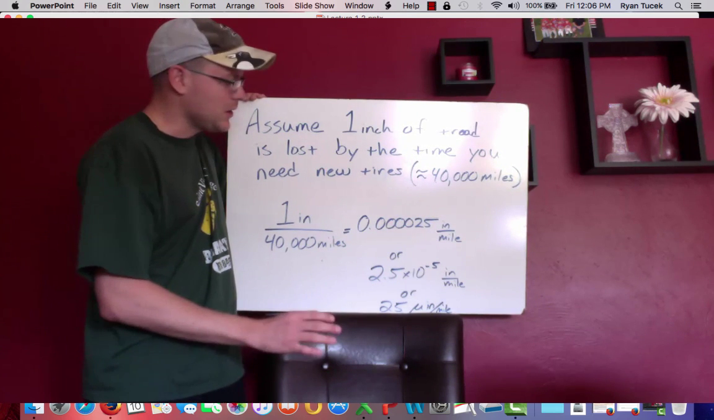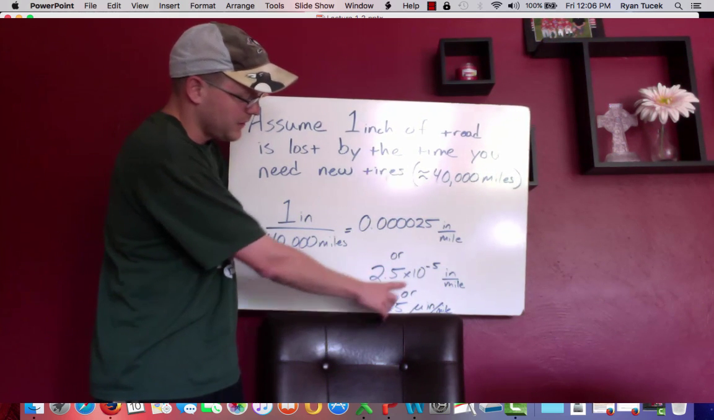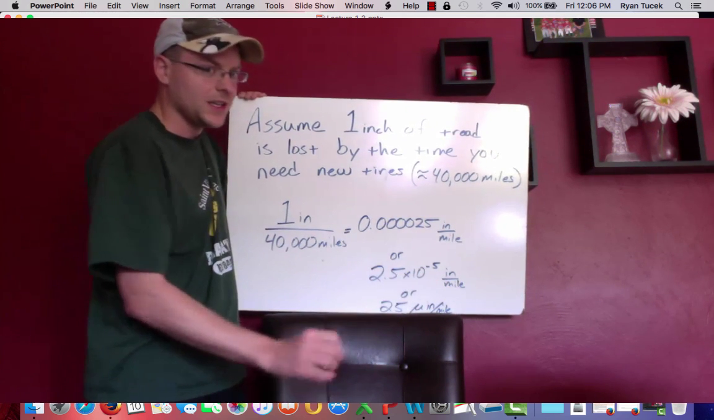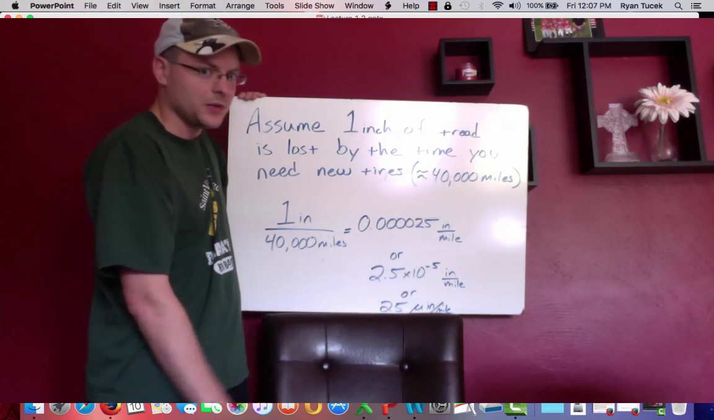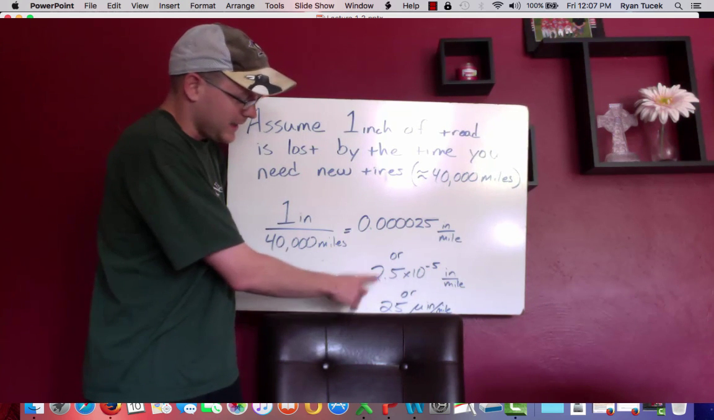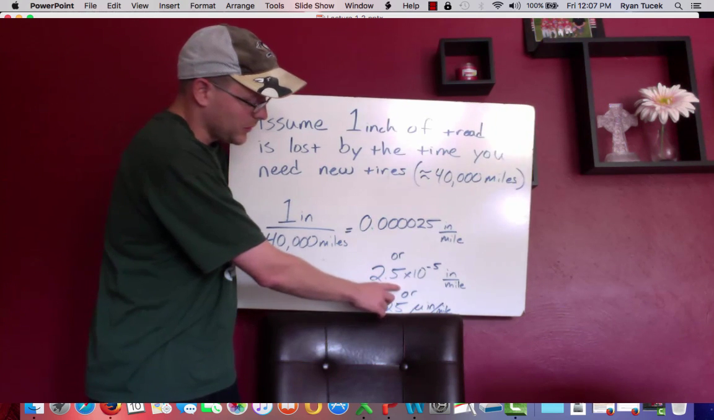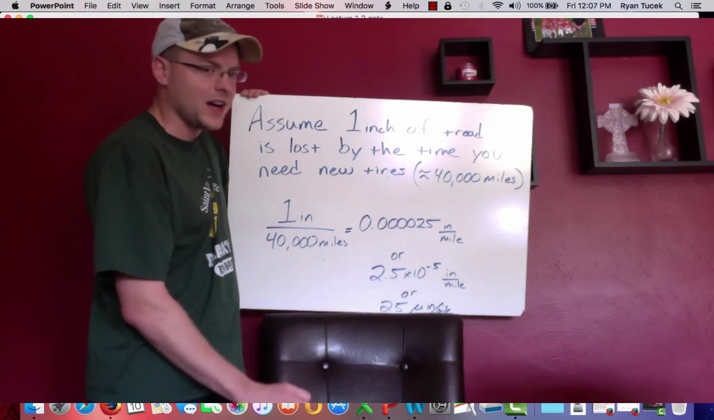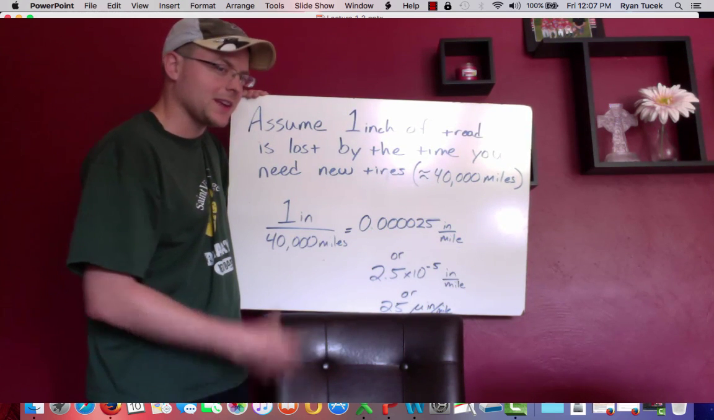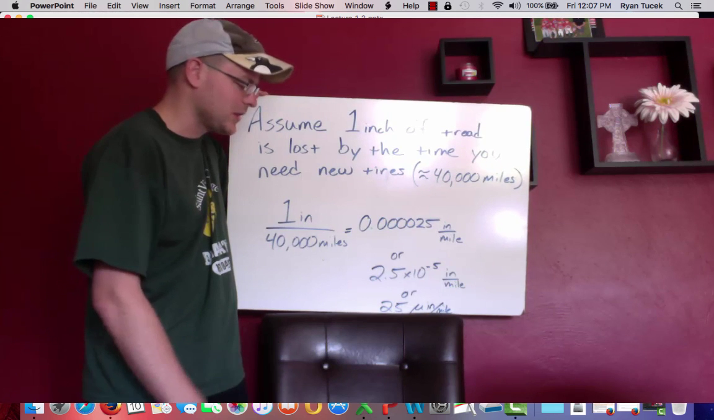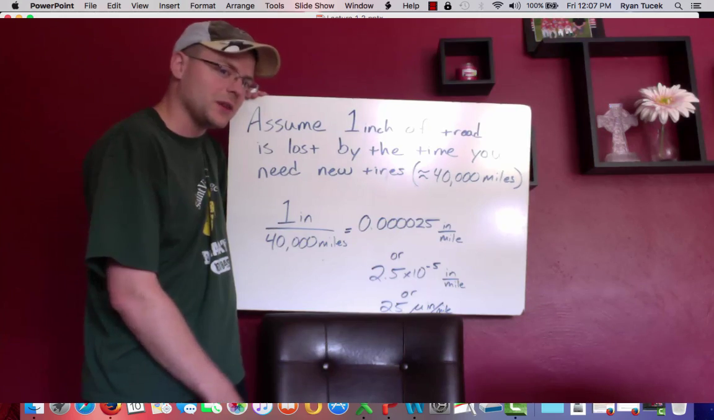That's a really small number, and again, I might lose a 0 there, so WebAssign is going to want you to put it in as 2.5 times 10 to the minus 5th inches per mile, or 2.5 e negative 5 when you're using WebAssign. But again, since I know my orders of magnitude, I could actually shift this decimal over one more place and write it as just 25 micro inches of tread lost every mile I drive. So that's what I can think about as I'm driving down the road, that I've just lost another 25 micro inches of tread off my tires.